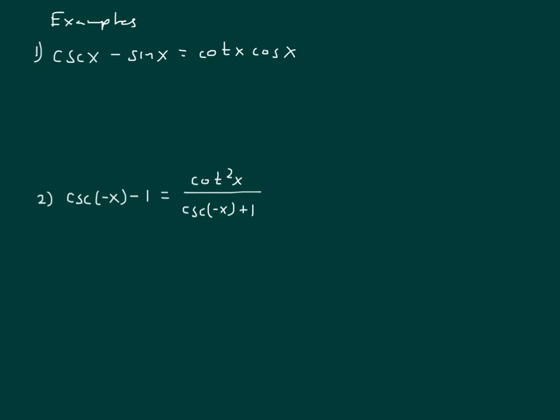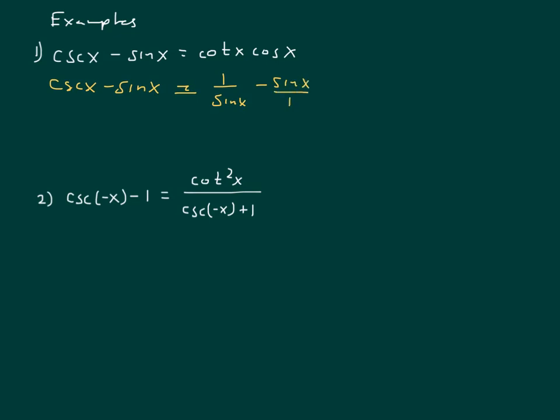So I will recopy that, cosecant of x minus sine x. Now in this case, I'm actually going to convert everything to sines and cosines, because I feel that will be the best way to go on this one. Cosecant is 1 over sine, so that's going to be 1 over sine x minus sine x, and I want you to think of that as over 1.